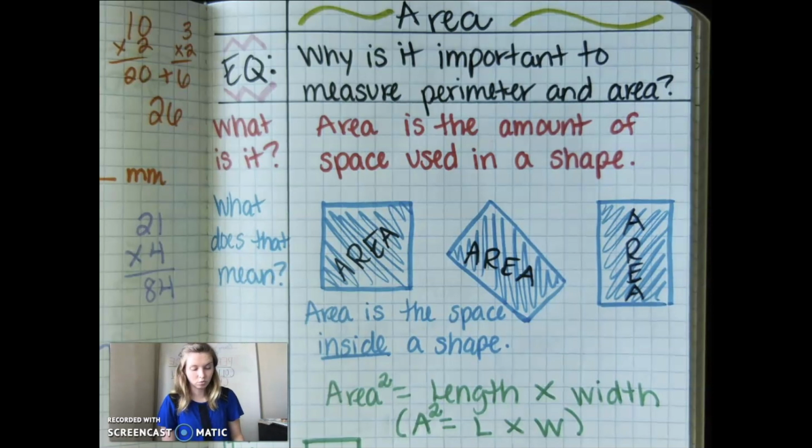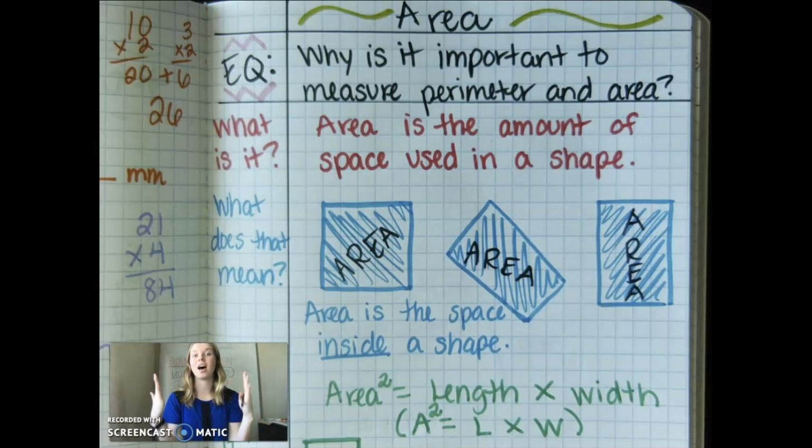Let's take a second to look at this essential question. Essential questions are meant to open our minds more and really push them into the real world. So our essential question is, why is it important to measure perimeter and area? Well, remember, perimeter is the distance around a shape. Area is the space that the shape takes up. So it's how much space is used inside that shape.